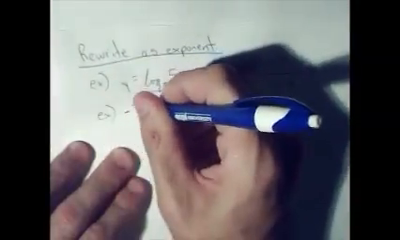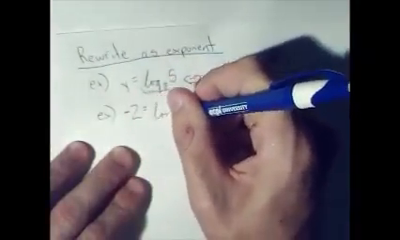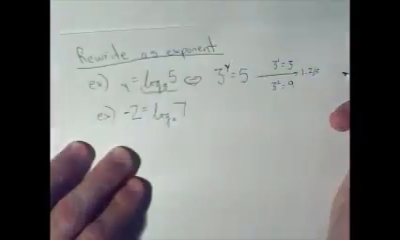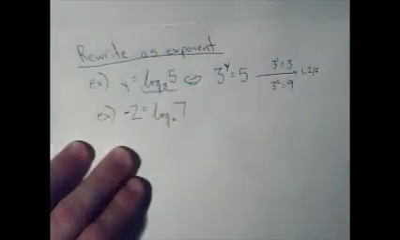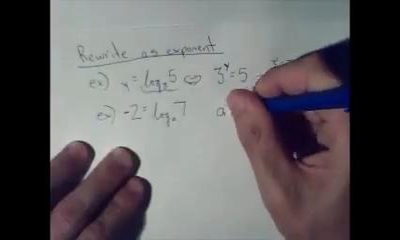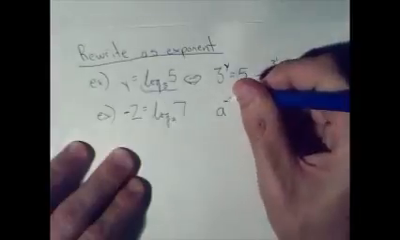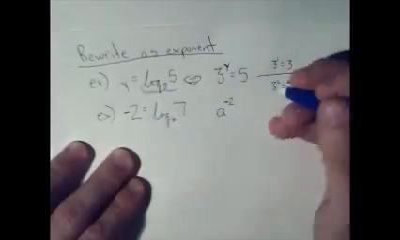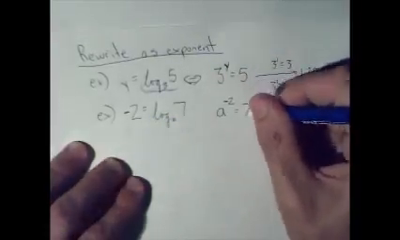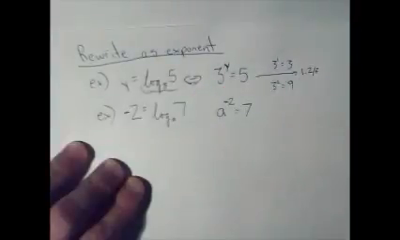Another example, we'll see negative 2 equals, what we would say is log base a of 7. If I want to rewrite this as an exponent, start with your base. My base is a. My exponent is, well, what is the log? The log is negative 2. So a to the negative 2 equals 7. All we're doing is just bouncing back and forth, and this is just what you would put in Math Excel.